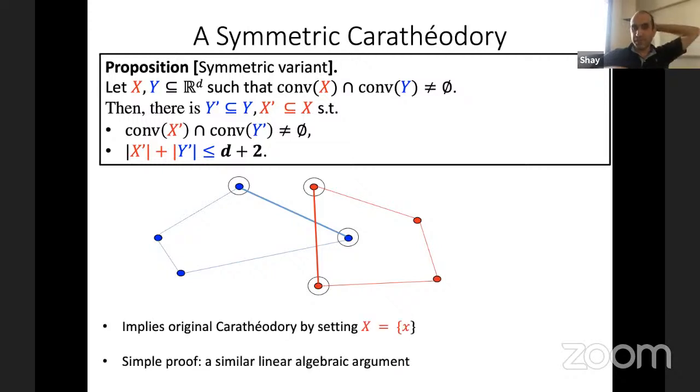And notice that it implies the original Carathéodory by taking the set X to be a singleton. If the convex hull of X and the convex hull of Y intersect, it just means that the point X is in the convex hull of Y, and then d plus 2 gives you precisely d plus 1 points in Y. And yeah, the proof is simple. It's a linear algebraic argument, very similar to the one used in the classical Carathéodory.